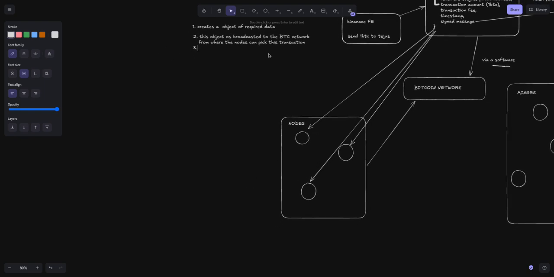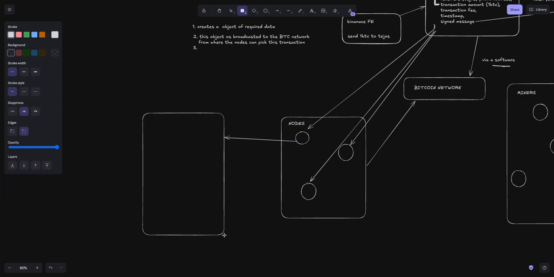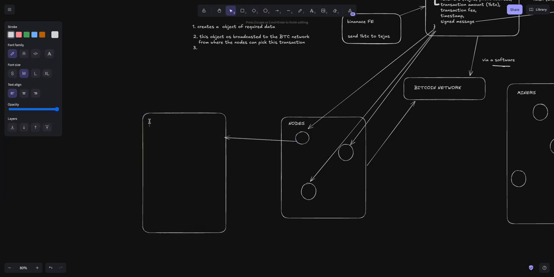Let's now take this node here, let's say one node. We will talk about what this one node does. This node, as soon as it receives the transaction, does a certain amount of work. The task of a node is to validate the transaction. What do I mean by validate a transaction? That means the node checks that the requested amount in the transaction is valid.